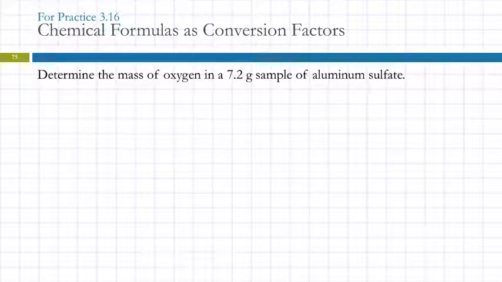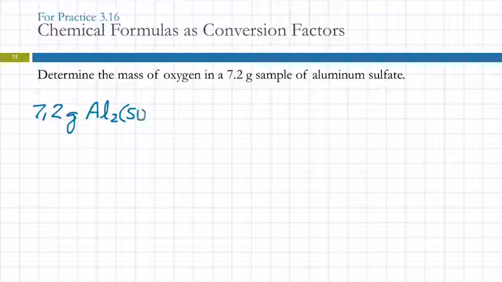So let's see how we would use this. Determine the mass of oxygen in a 7.2 gram sample of aluminum sulfate. So we write down the number, 7.2 grams. So we've got 7.2 grams of aluminum sulfate. We're probably going to need the formula for that. We've got Al3+ and SO4 2-. So we're going to get Al2(SO4)3. Yeah, that's a mess. And what do we want to find? Mass of oxygen. So grams of oxygen.